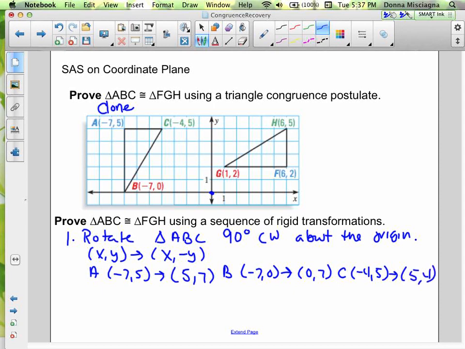All right, so we'll graph that. So we have 5, 7: 1, 2, 3, 4, 5 and 1, 2, 3, 4, 5, 6, 7. All right, so your page is going to be a little crowded. Negative 7, 0 becomes 0, 7. So we're on 0 and 1, 2, 3, 4, 5, 6, 7 up there. Got to make sure I'm looking at the right coordinates. And then 5, 4. All right, so now here's our triangle.